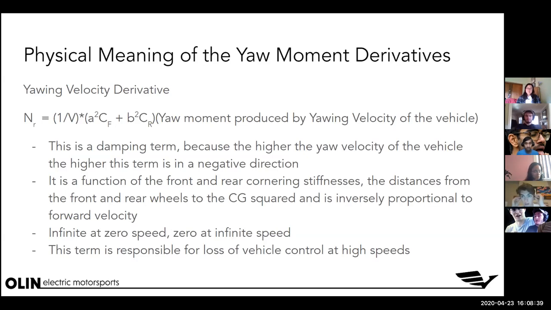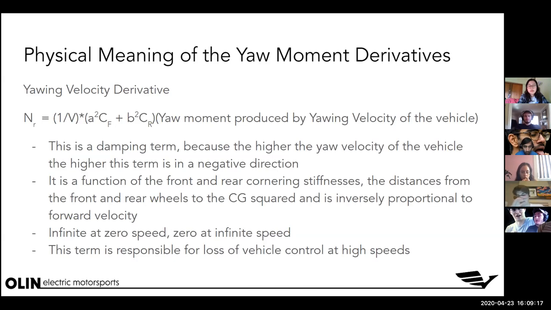Cool. So what this term is doing is it's saying if you have some yaw velocity that your car is experiencing, meaning your car is pivoting at some speed, the tires are going to fight that yaw velocity. And what's interesting about this is it's a function of the speed that you're going at. If you're at zero speed, you have nearly infinite resistance to yaw, which is saying that it's very, very difficult to yaw your car if you're going at zero speed. And it's inversely proportional to your speed. So the faster you go, the easier it is to yaw your car.